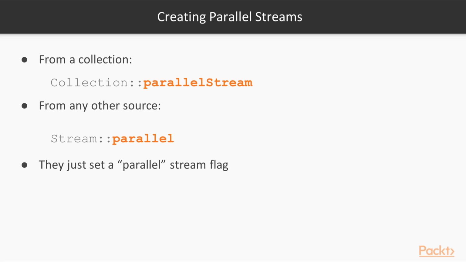And it's important to know that these methods don't do anything at all to the data, to the content of the stream. They just set an internal parallel flag which says that any operations on the stream can be performed in parallel, meaning concurrently by different threads.